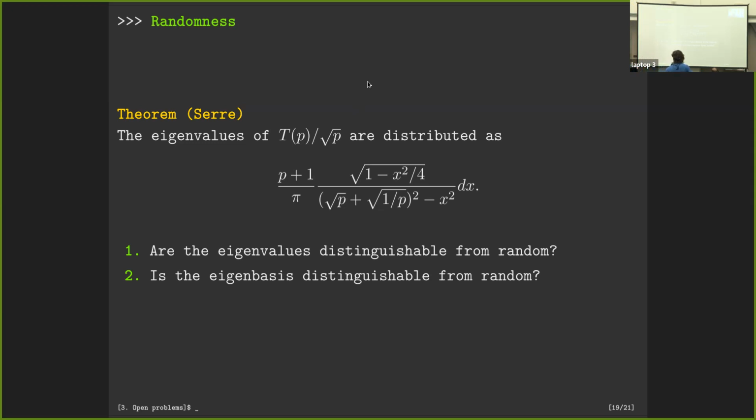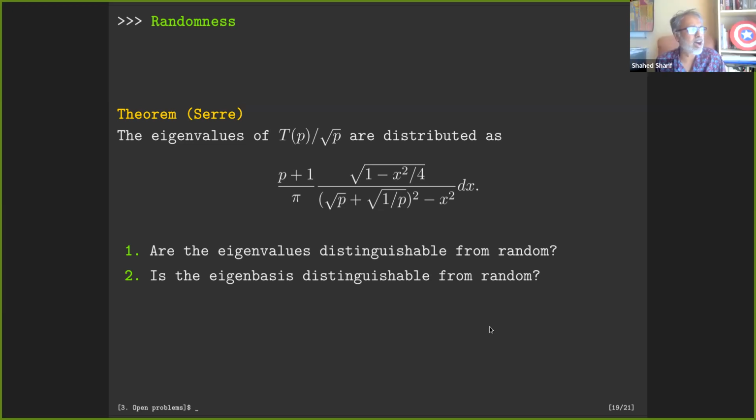I had a question about this slide as well. Forgive me if I'm missing something, but is the question whether the eigenvalues are distinguishable from independently randomly sampling from Serre's distribution, or is the question whether Serre's distribution is distinguishable from something else? No, it's the first one. Okay, so the eigenvalues may not actually be independent, and to what degree is that detectable?